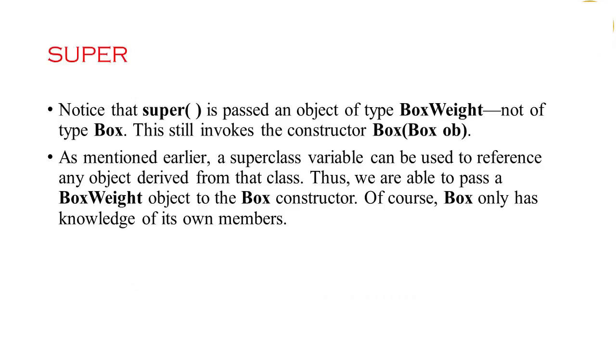Notice that super is passed an object of type BoxWeight, not of type Box. This still invokes the constructor Box(Box ob). As mentioned earlier, a superclass variable can be used to reference any object derived from that class. Thus, we are able to pass a BoxWeight object to the Box constructor. Of course, Box only has knowledge of its own members.